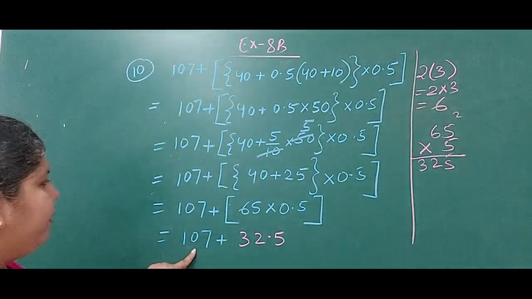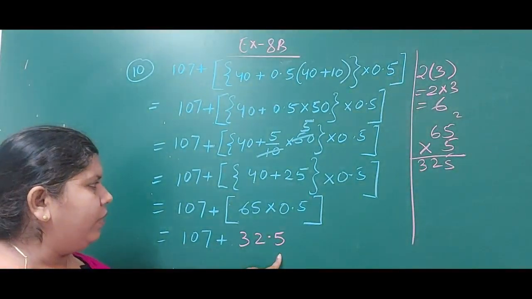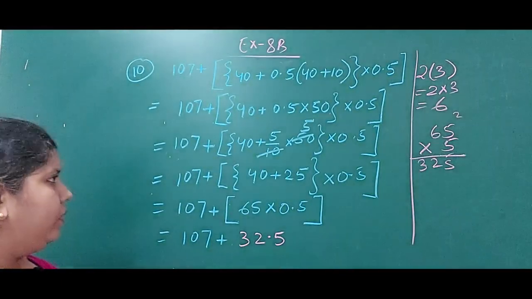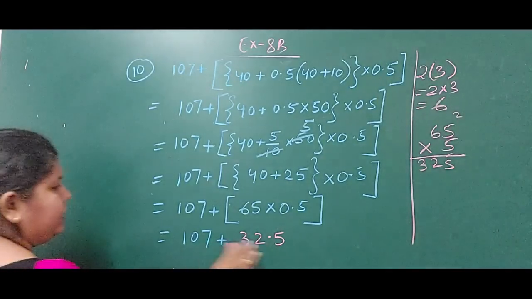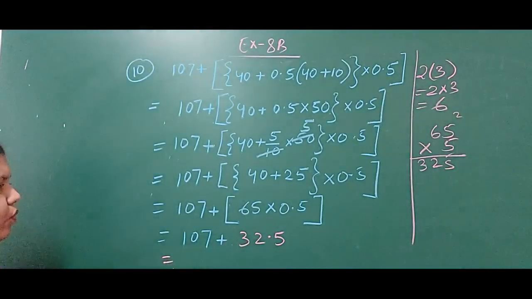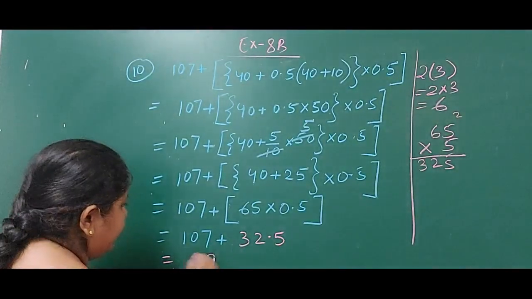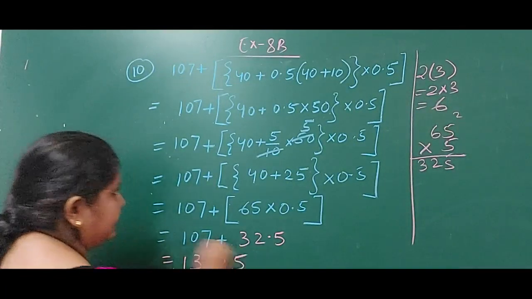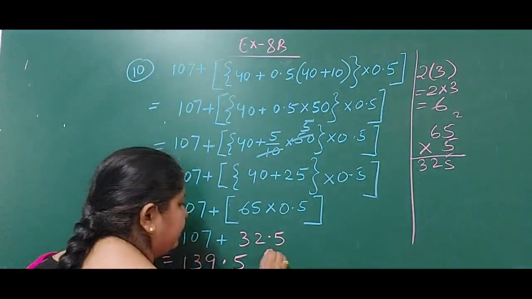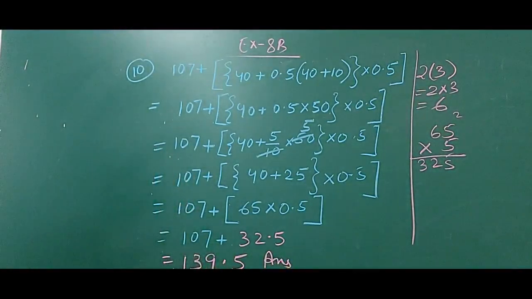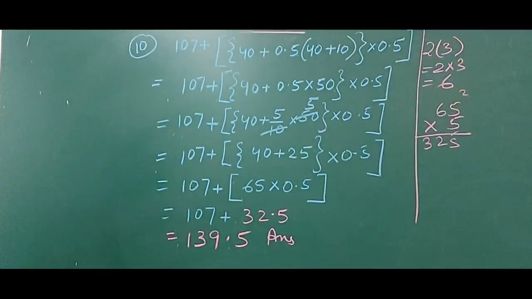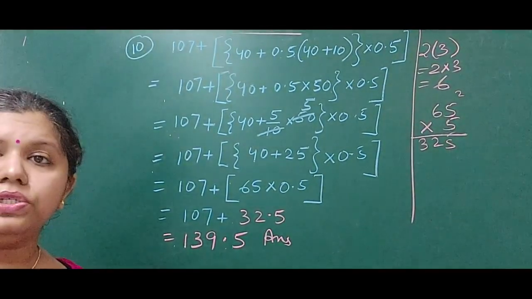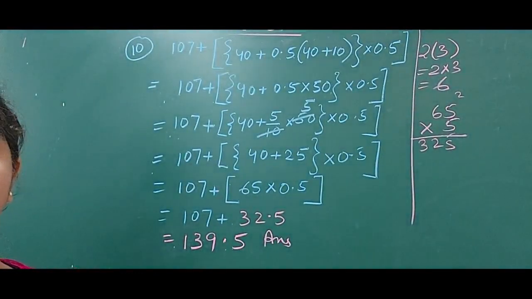So it comes to 107 plus what you will get, 32.5. After that we will just simply add it. So it comes to what? 7 plus 2, 9, 0 plus 3, 3, then 1. 139.5 is the final answer. So I hope students you have understood this part very clearly. So please take this down, and similar types of questions that you will get, please do them. Okay, thank you.